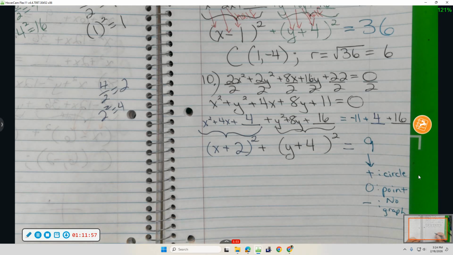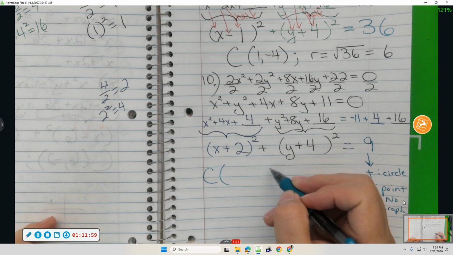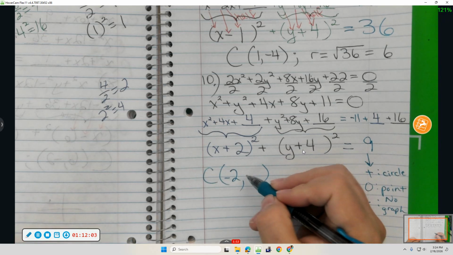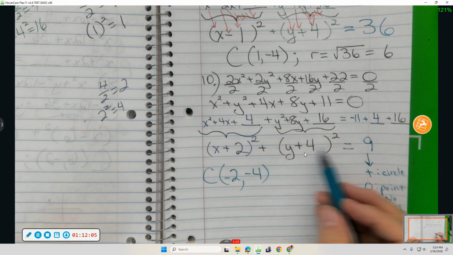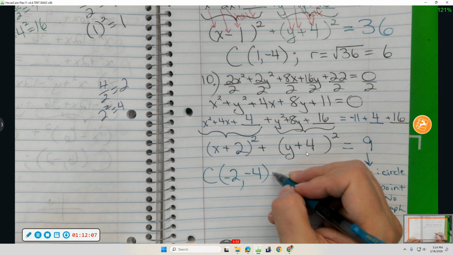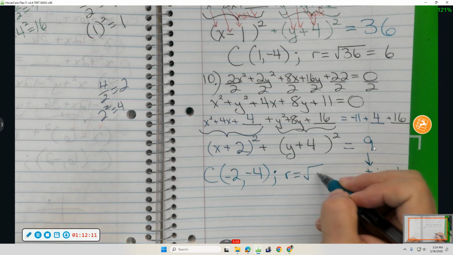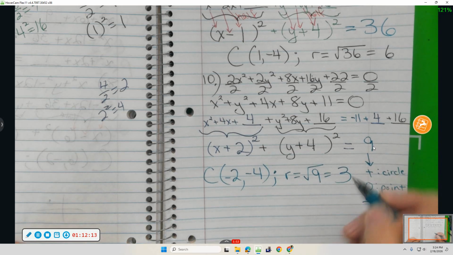Tell me the center. Negative 2, keep going. Negative 4. Change sign, change sign. Radius, 3. The square root of 9 is 3.